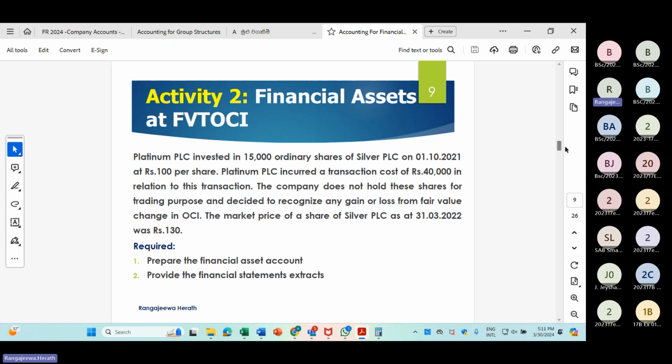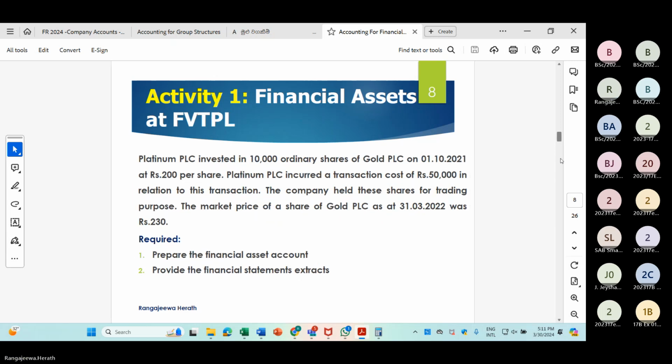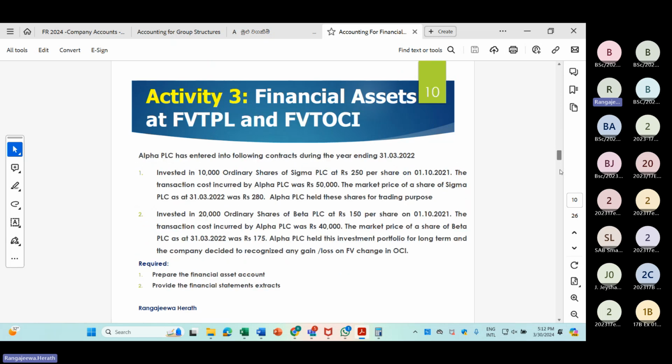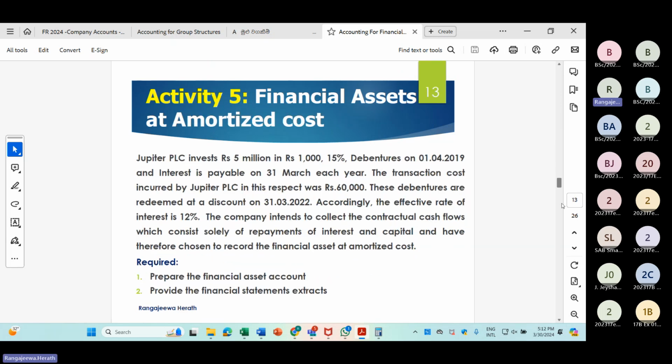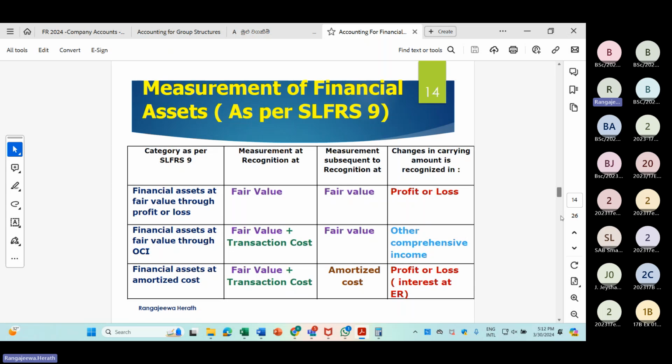For example, to differentiate these types of financial assets, or differentiate financial asset at fair value through OCI and financial asset at amortized cost. So the accounting treatments are taken, right? Financial asset at fair value through P&L and financial asset at amortized cost again, right?